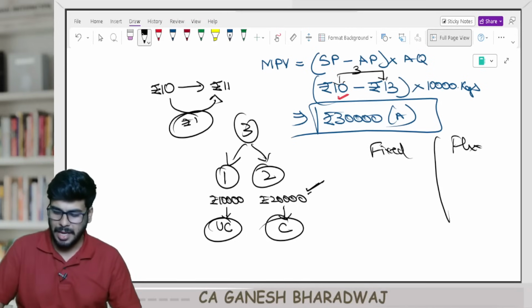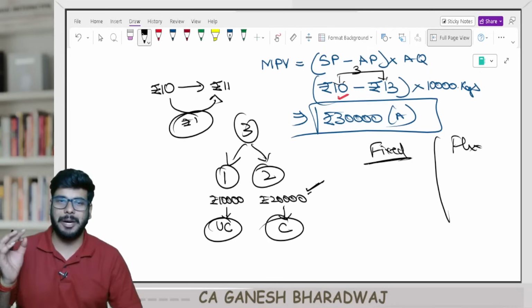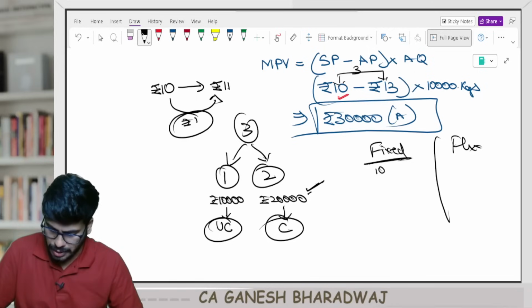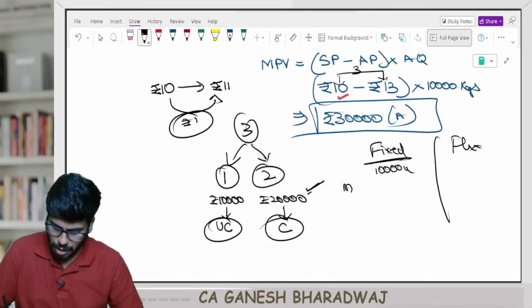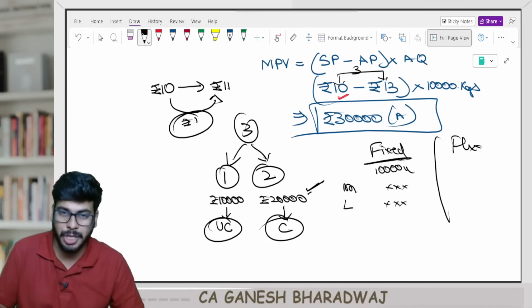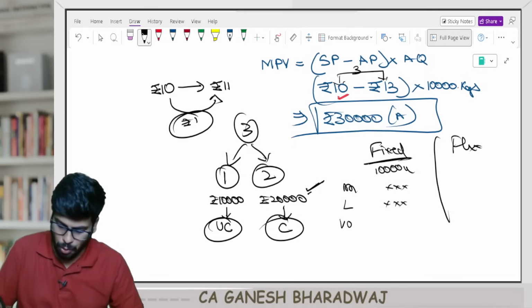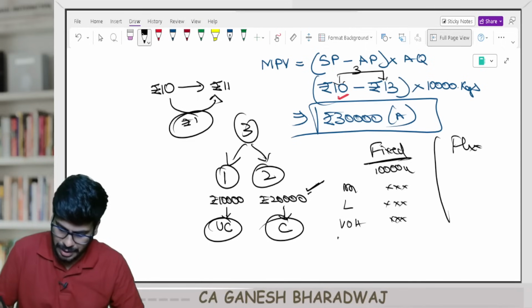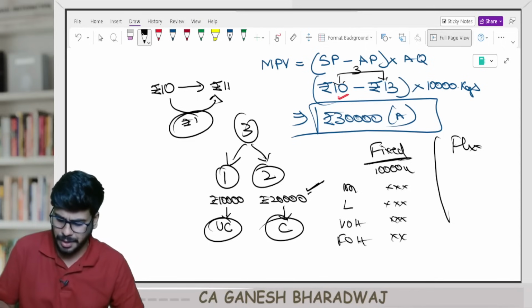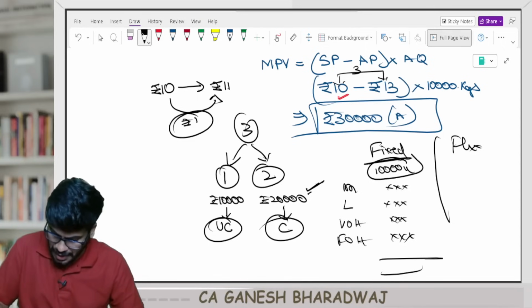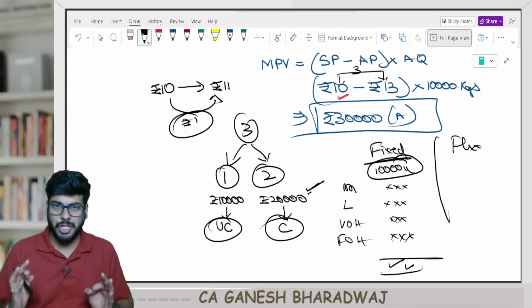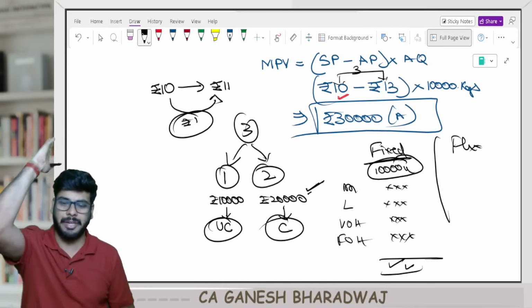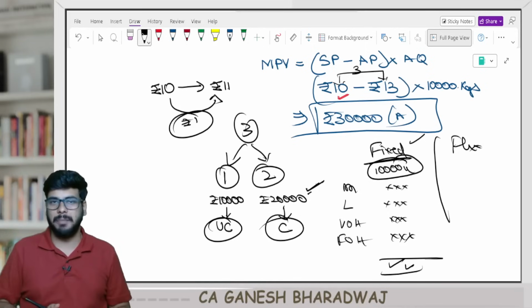Let us say I budgeted to produce 10,000 units, right? So to produce 10,000 units, how much is the material cost I budgeted? How much is the labor cost I budgeted? How much is the variable overheads I budgeted? How much is the fixed overheads I budgeted, right? Now, for one activity level, I have prepared one budget. So a budget prepared for a single activity level is called a fixed budget.